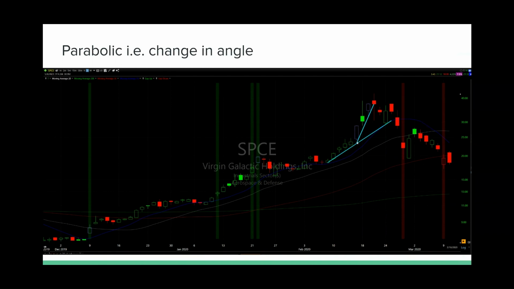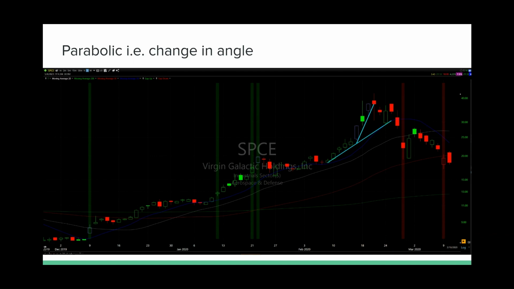The definition of a parabolic move is super simple. All it means is that the angle of the trade, the angle of the stock, has changed. So if you look at this, SPCE, this is the angle at which it's been going steadily. The same angle was maintained here. All of a sudden, in these 4 days, the angle changes. It becomes a lot steeper.